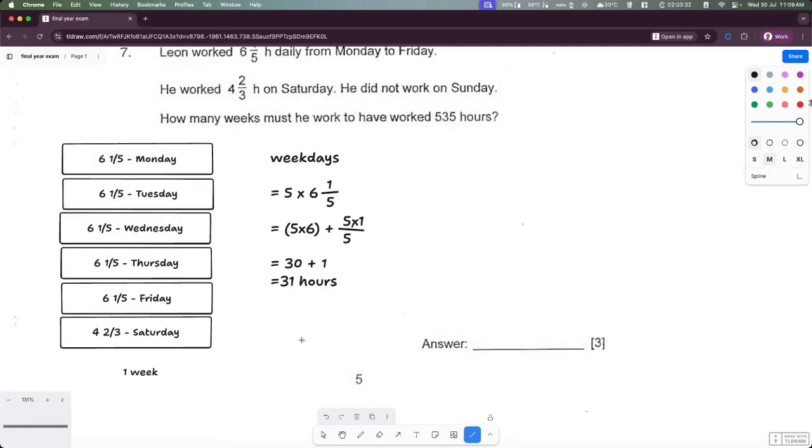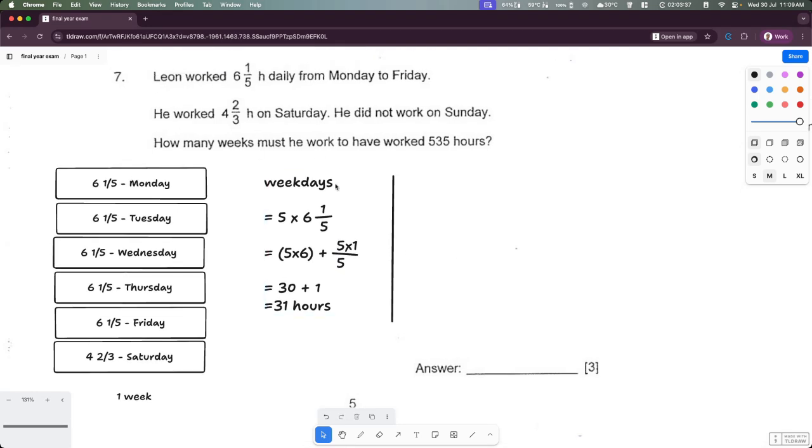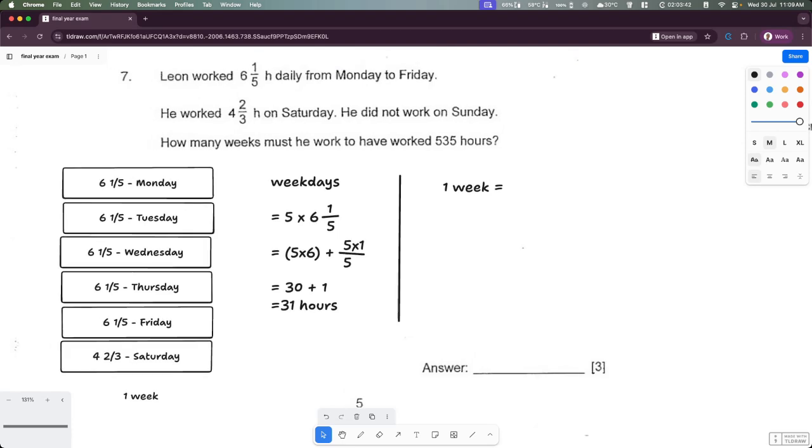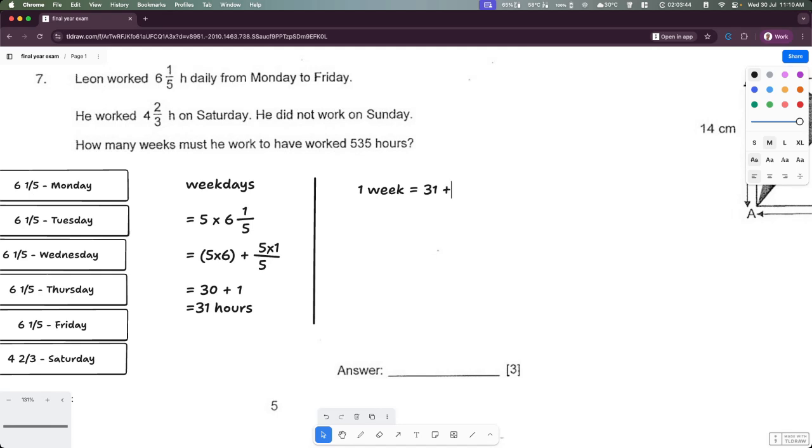All right, let's move on to the next part, which is the weekends. Right. So, in total, 1 week, the total is basically 31 plus, and then you have 4 and 2 out of 3, right? So, 4. And then let me grab the fractions, 2 out of 3. Okay. And what would this give you? This will give you 35 and 2 out of 3, in essence, right? 35, and then you have 2 out of 3.